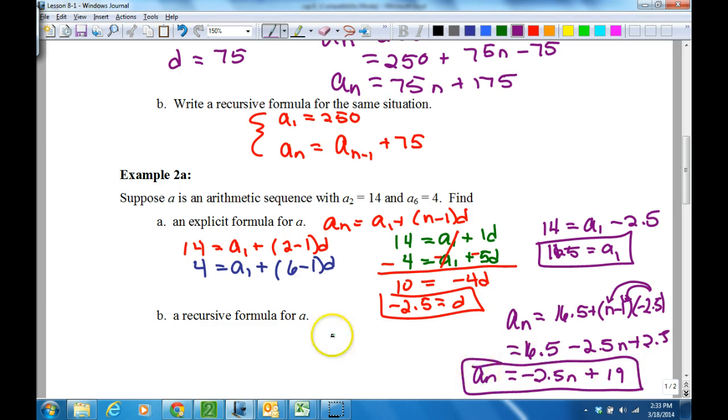Now, how do I write a recursive formula for it? I've already found my a sub 1. I've already found my d. All you have to do is put little parentheses in the bottom, and then a sub 1 equals 16.5. And then a sub n equals a sub n minus 1 minus 2.5. Good. So you're really just subtracting the slope, right?